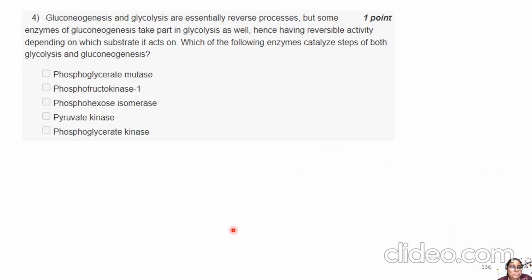Gluconeogenesis and glycolysis are essentially reverse processes, but some enzymes of gluconeogenesis take part in glycolysis as well, hence having reversible activity depending on which substrate it acts on. Which of the following enzymes catalyze steps of both glycolysis and gluconeogenesis? Phosphoglycerate mutase, phosphofructokinase 1, phosphohexose isomerase, pyruvate kinase, phosphoglycerate kinase. So, anybody?